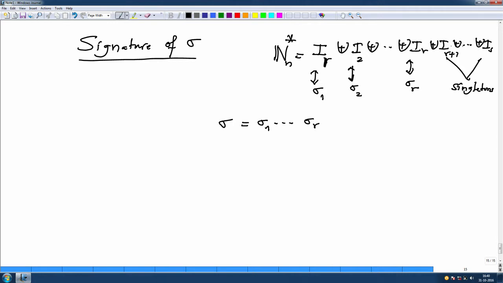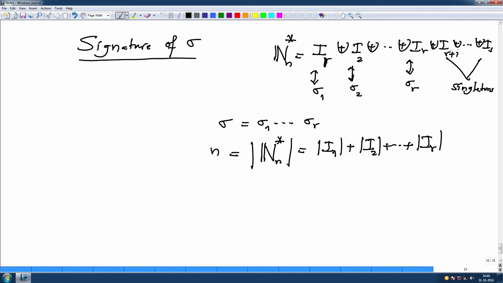Okay, and then what do we know from this? Because this set has been partitioned into several pieces, we definitely know the cardinality n is broken into so many cardinalities: cardinality I1 plus cardinality I2 plus up to cardinality Ir, plus 1 plus 1 plus 1, how many times? s minus r times. That is how the cardinality n is broken into the pieces.